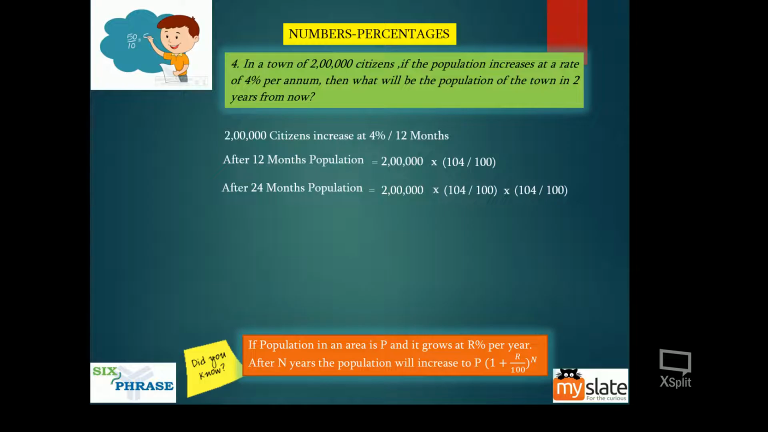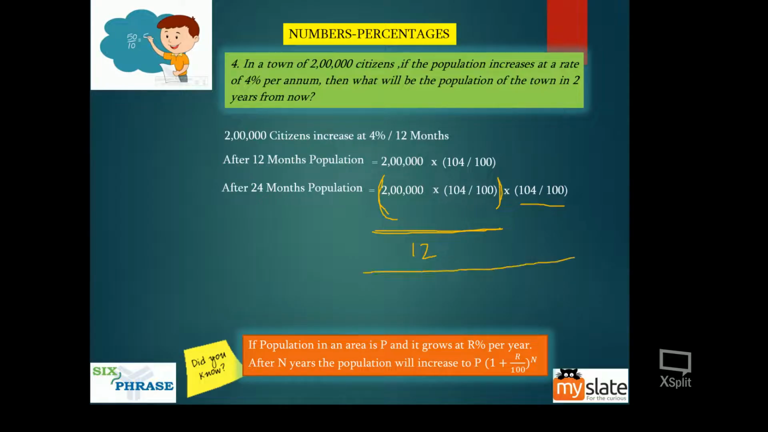I told you, right? This is the population after 12 months. Do you remember the previous example? Very similar. This is the population after 12 months. To this, you increase 4%. You increase this population, which is already increased 4% from today's initial value. So to this value of population, which is after 12 months, you apply the increase of 4% again.